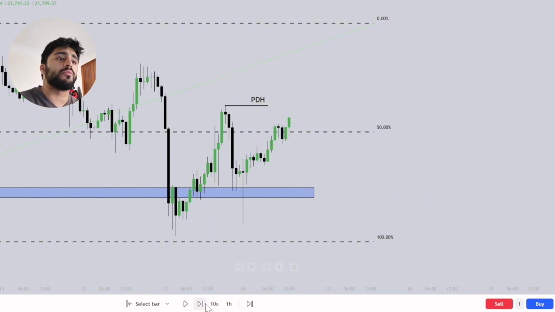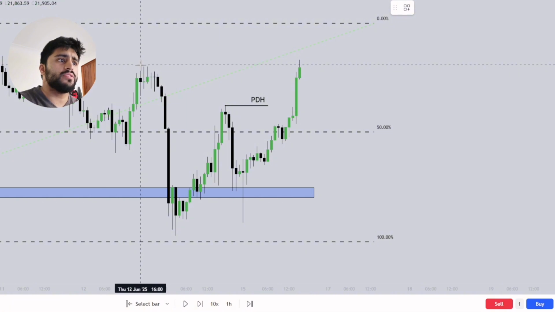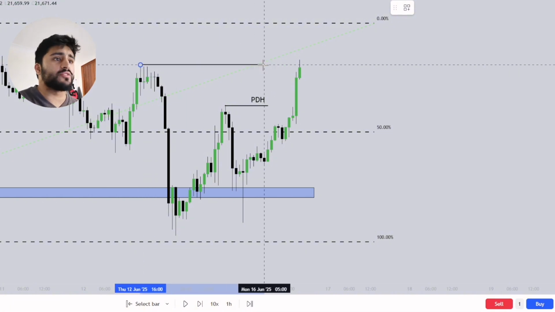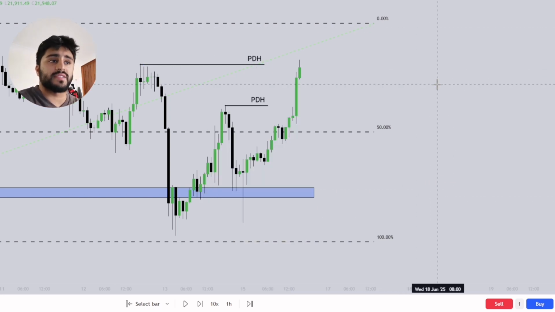This is what I'm looking for pre-market. We can see we eventually do have a sweep of the previous day high, and we also have a sweep of the previous week high as well, which is quite interesting. Thursday's high was also swept over here. So we have previous day high liquidity being swept. This is the first thing you want to see when you're framing yourself for a bearish setup.